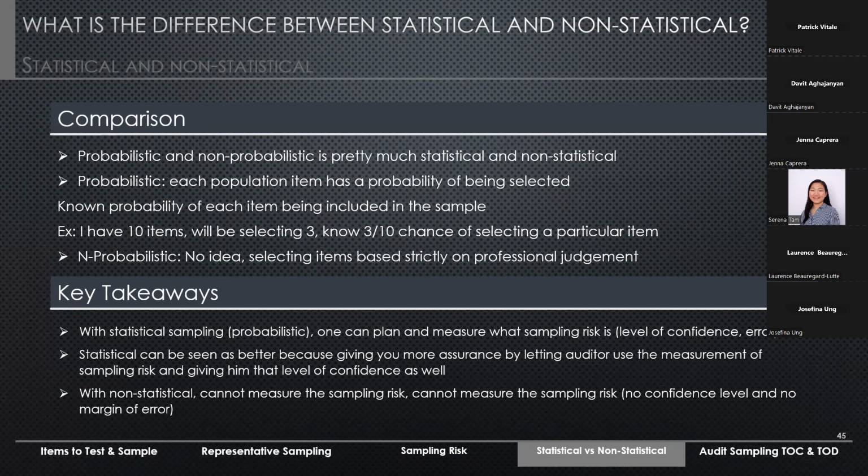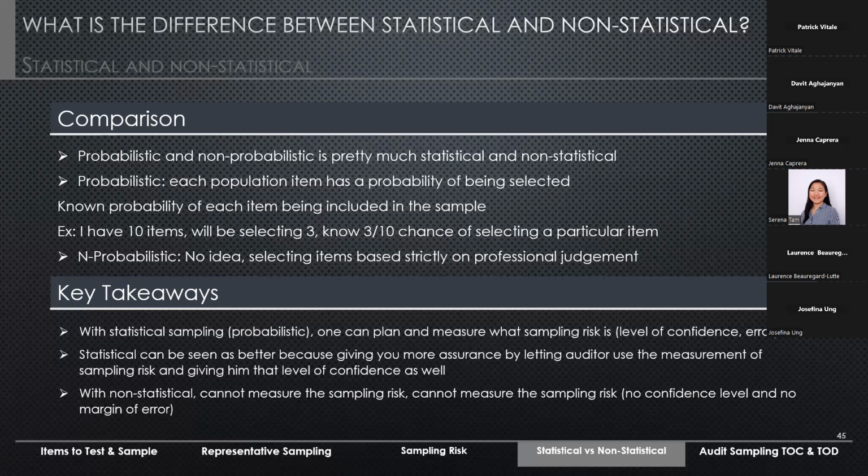So that's probabilistic. Non-probabilistic is selecting items based strictly on professional judgment. So you don't have a methodology. We're taking this because of that, and that's the reason why we're doing it. It's not because it's bad, it's just not probabilistic, right? Remember that CAS says that, based on the auditor's judgment, you could do whatever you want. It's just that in this case, it's not probabilistic.